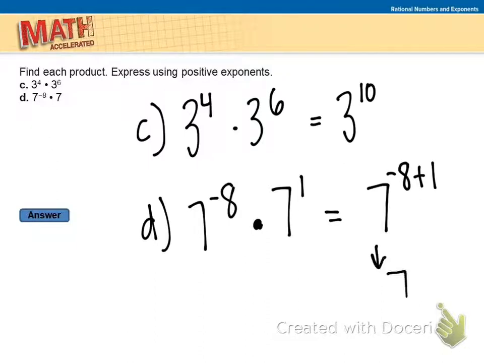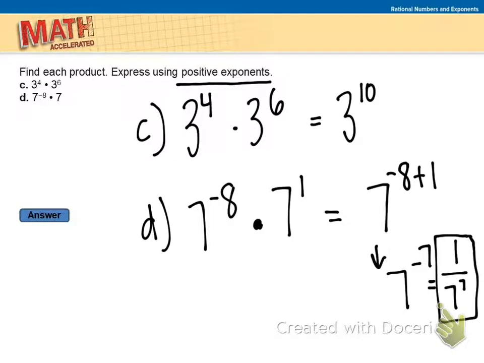So I'm going to get 7 to the negative 7th power, right? Well, again, our instructions say we've got to have positive exponents. So, Luke, how are we going to make 7 to the negative 7th power have a positive exponent? 1 over 7 to the positive 7th power. Good. So that would be our answer right there.